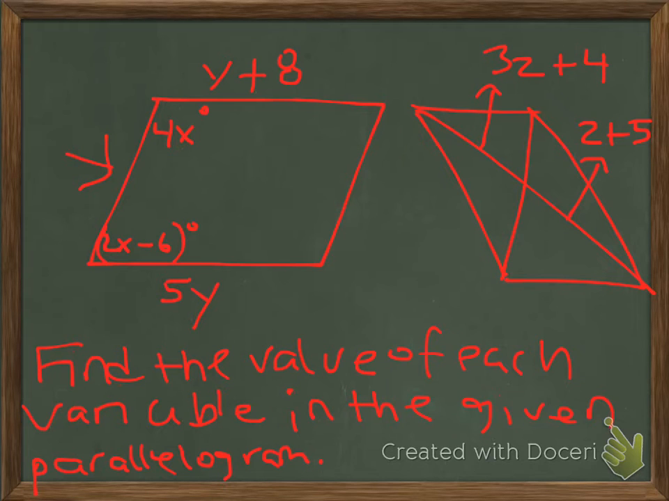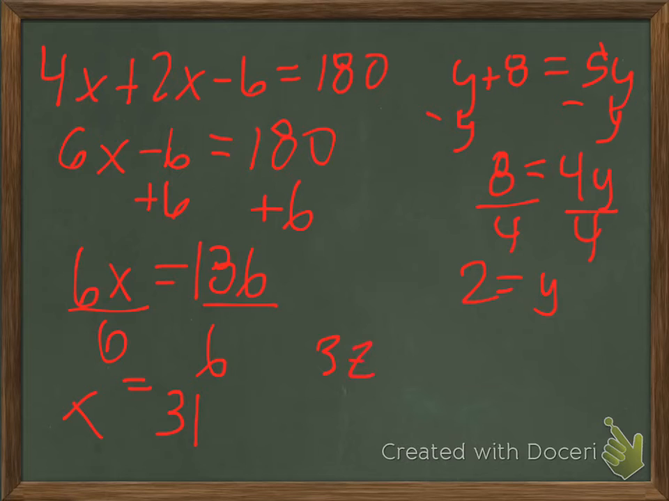Then, if we're going to do the second parallelogram, it asks us to solve for z. And these are talking about the diagonals, so those diagonals bisect each other, which makes these two parts of the diagonal equal. So we're going to do 3z plus 4 equals z plus 5. And that will give us our final variable. Solve for z. So we get 2z equals 1. We divide by 2.